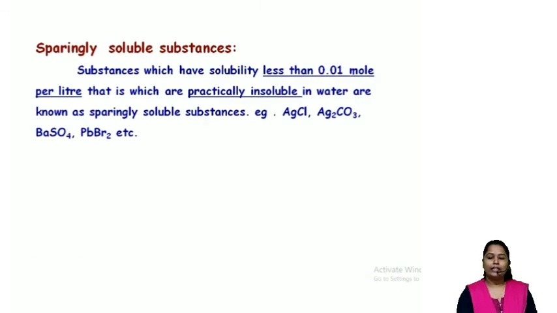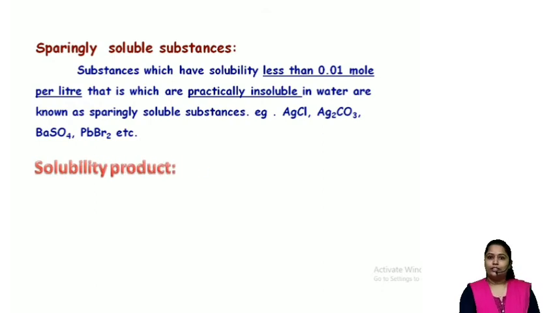Next term is sparingly soluble substances. Substances having solubility less than 0.01 moles per liter are practically insoluble. That means they have very negligible solubility in water, and are known as sparingly soluble substances. For example, silver chloride, Ag2CO3, barium sulfate, lead bromide, etc. These are the sparingly soluble substances which have very low solubility.